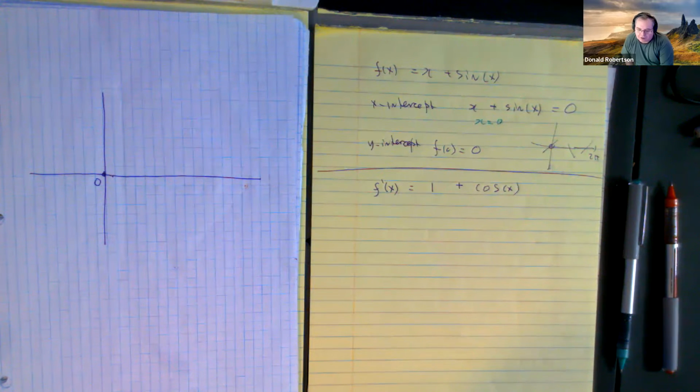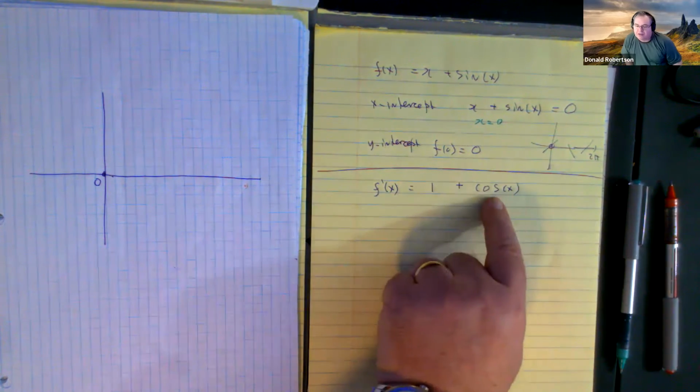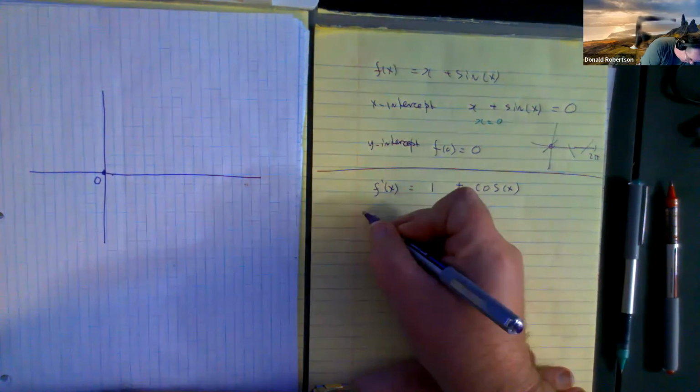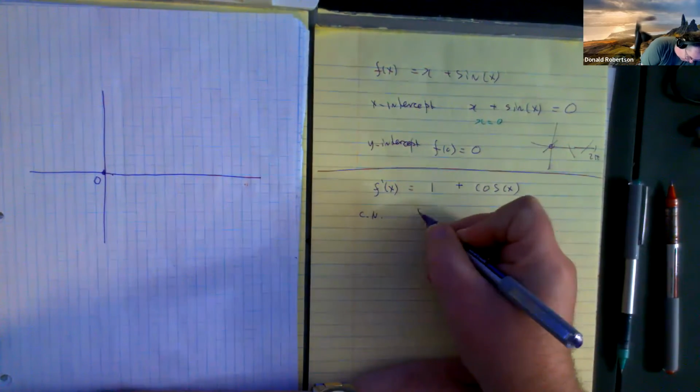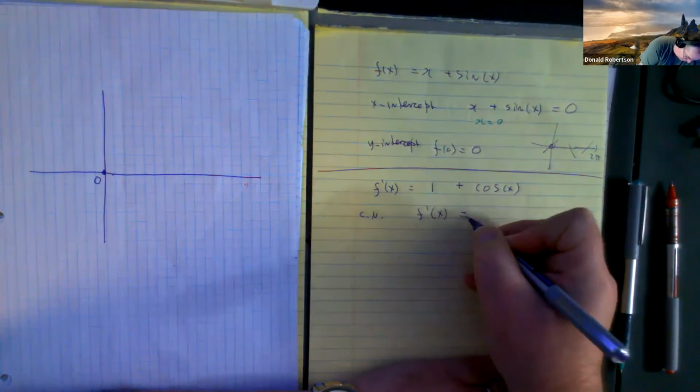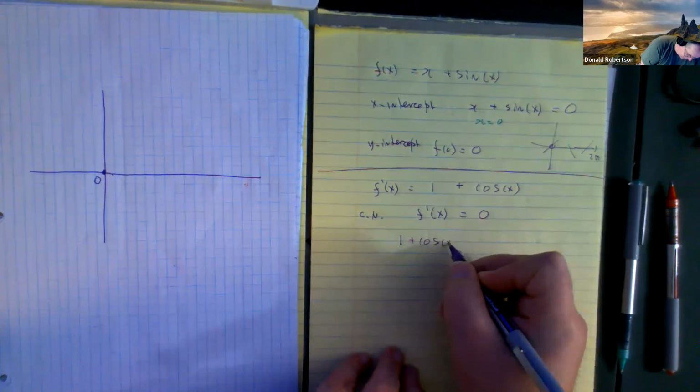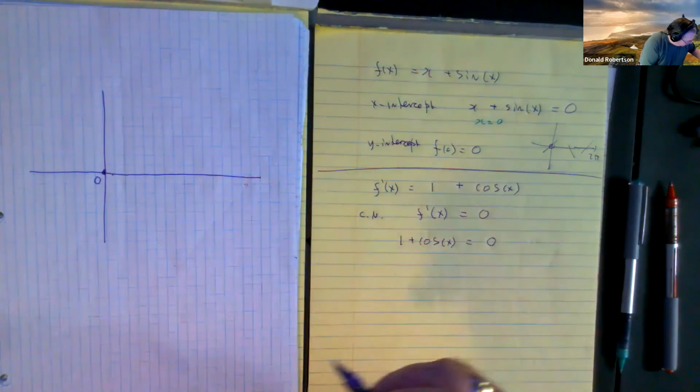Now, there are two types of critical numbers, right? Derivatives being 0 and derivatives being undefined. Would you agree that that's never going to be undefined? So I'm only going to be looking for the critical numbers when the derivative is 0. And what means I am going to be looking at solving that equation.